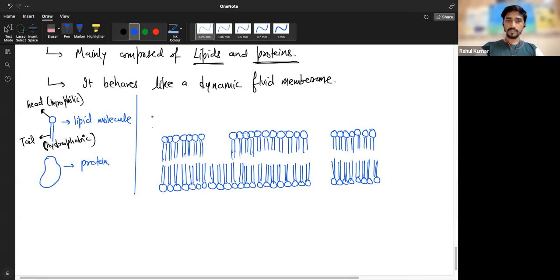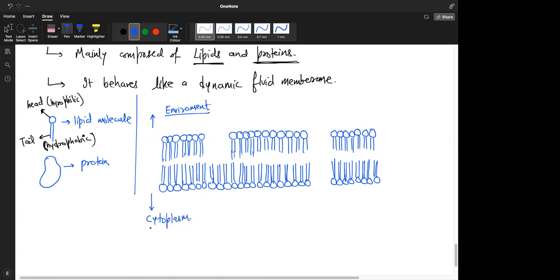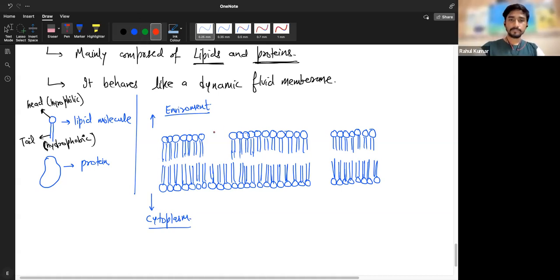Now, what is towards this side? What is here? The environment, right? Let's say the organism lives in water, so outside is the water. And what is inside? Cytoplasm, right?